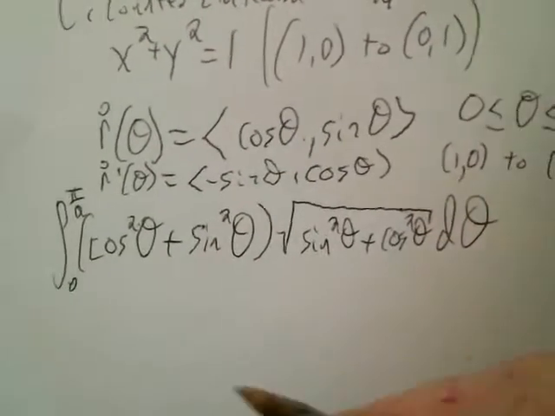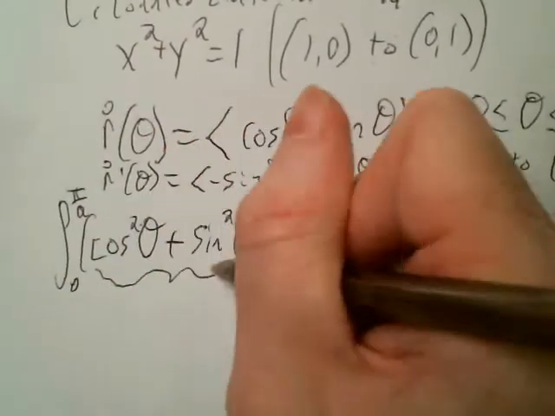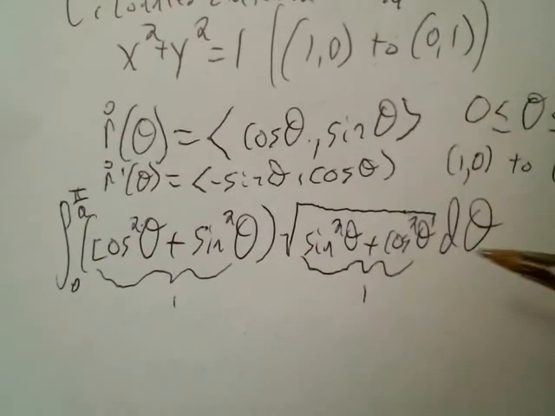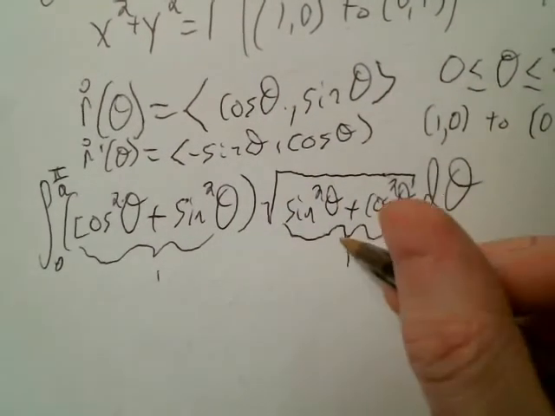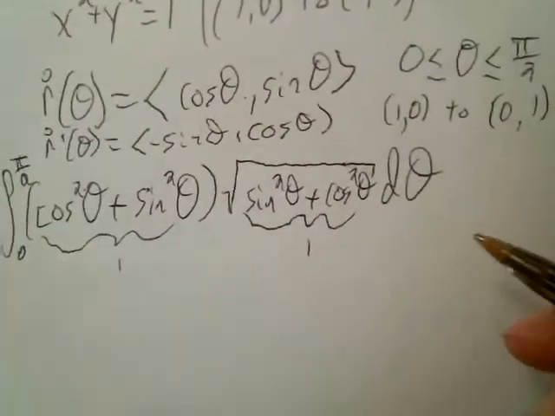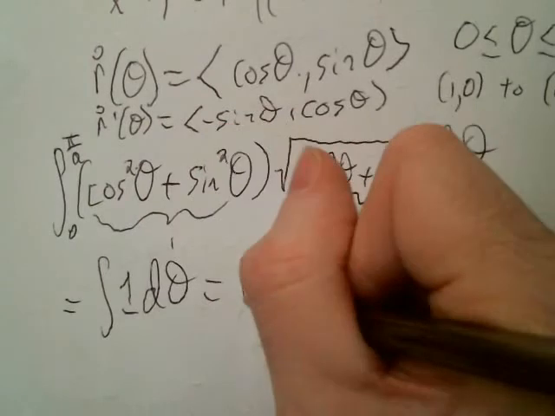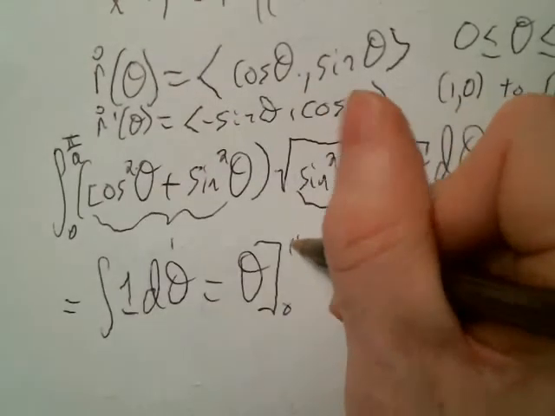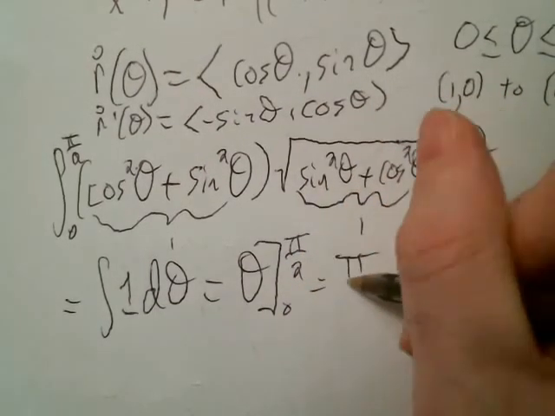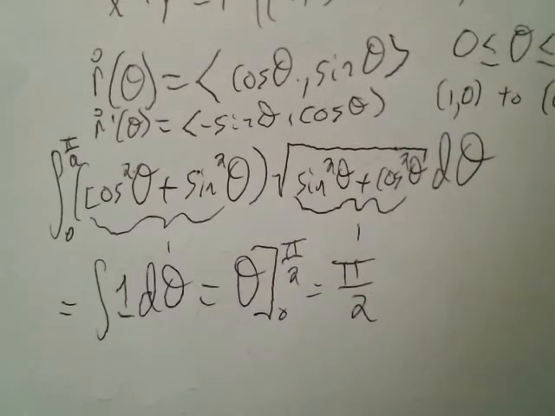Okay, so Pythagorean identities say that this is equal to 1, this is equal to 1. So you have 1 times square root of 1. Square root of 1 is 1, so 1 times 1 is 1. So it's just the integral of 1 d theta, which equals theta evaluated from 0 to pi over 2, which equals pi over 2. Okay, so no big deal.